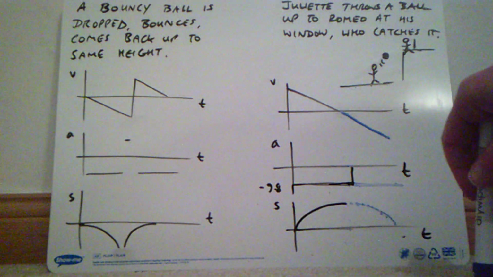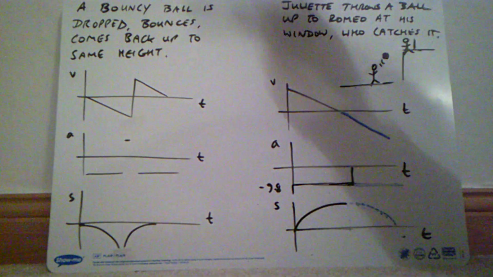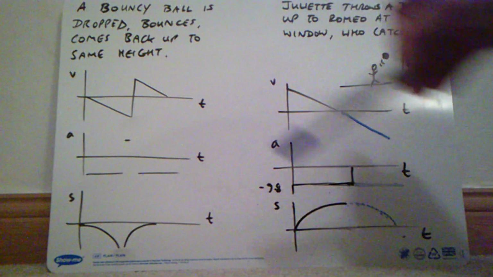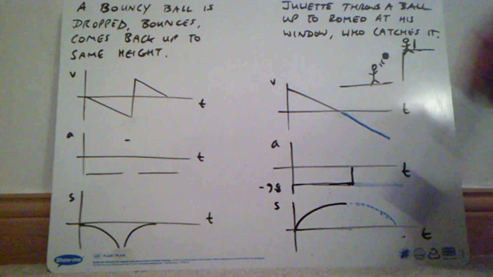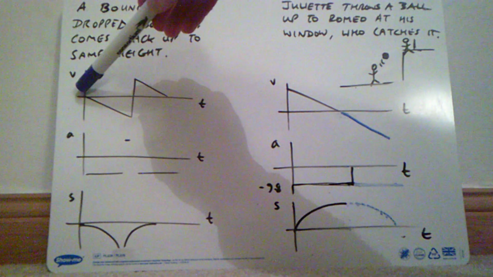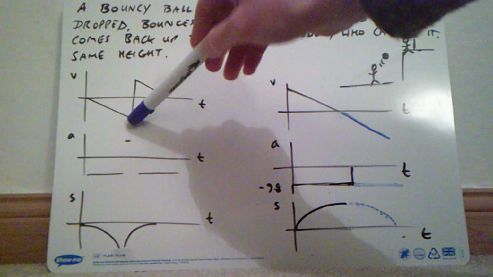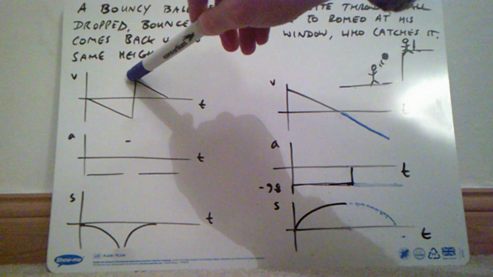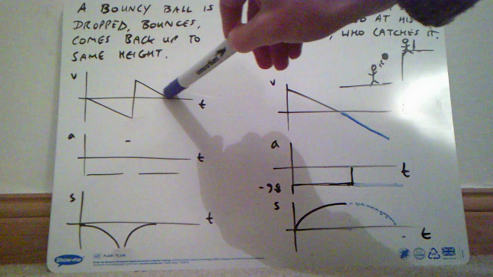Oh my word, more of these graphs. I think this is the last one. A bouncy ball is dropped. It bounces, it comes back up to the same height. Downwards is the negative direction. So it leaves the hand at 0 speed, and then it speeds up in the negative direction. It hits the ground, leaves the ground in the positive direction. As it goes up, it slows down.